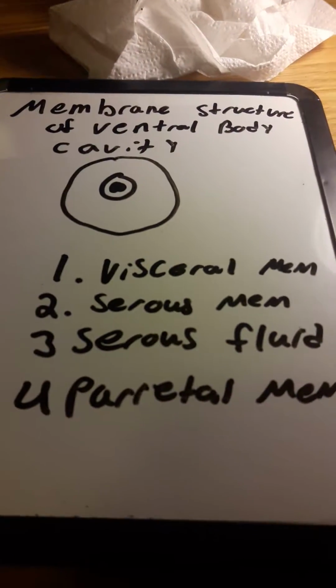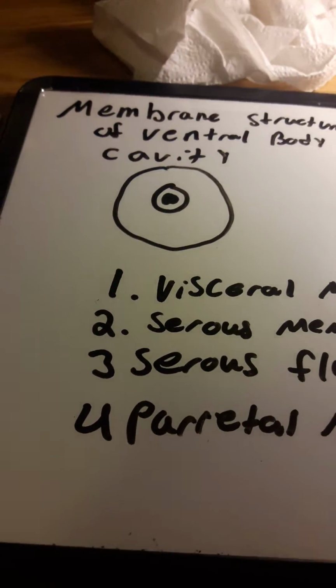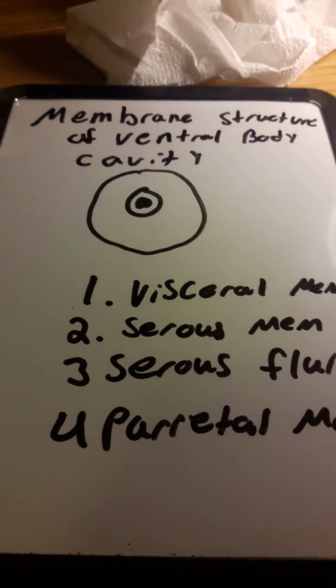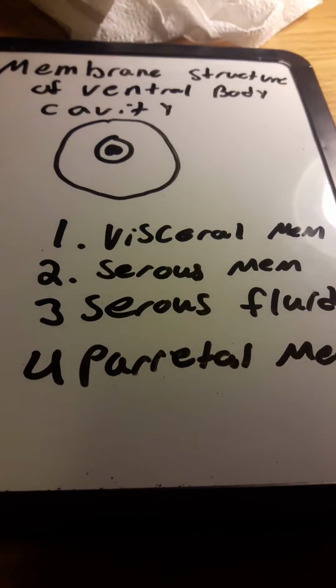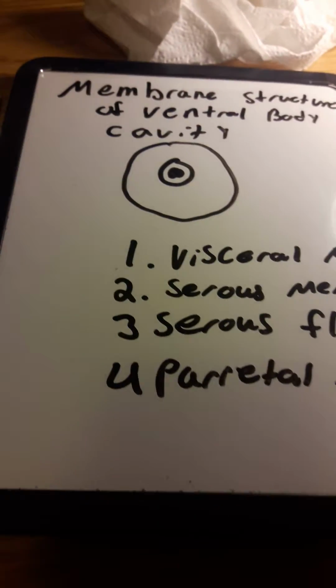Okay, so we're going to have the membrane structure of the ventral body cavity. So we're going to have our anterior part of our cavities. So we're looking at the membrane of this and how it's made out. So this is kind of like an example.